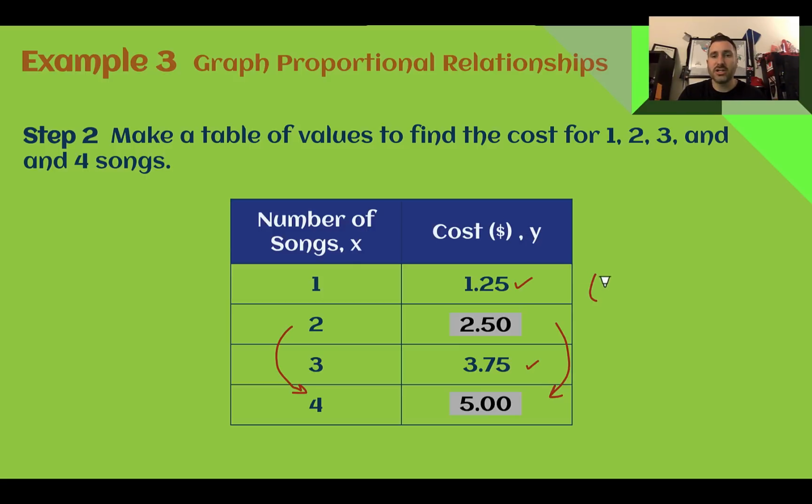And again, we're just going to put this as a coordinate. So X was the number of songs, and then Y is our price. So as we're making coordinates to plot these, I'm thinking along the lines, my first number is how many songs, my second number in my coordinate is the price.